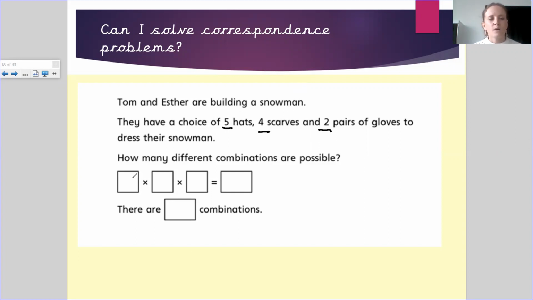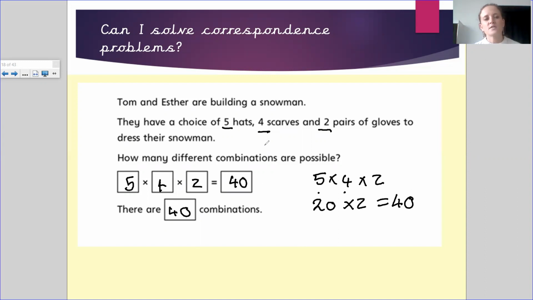Well done. Right, our combinations are as follows. We would say 5 hats times by 4 scarves times by 2 pairs of gloves. So it would be 5 times 4 times by 2, and I can do 5 times 4 is equal to 20 times by 2 gives me 40. So there are 40 different combinations possible when building a snowman.